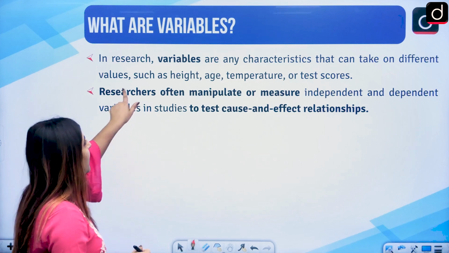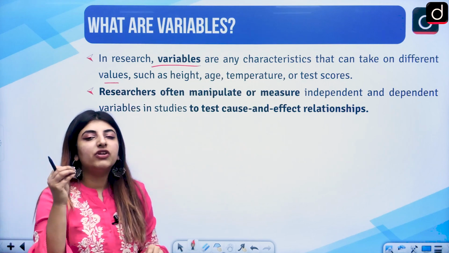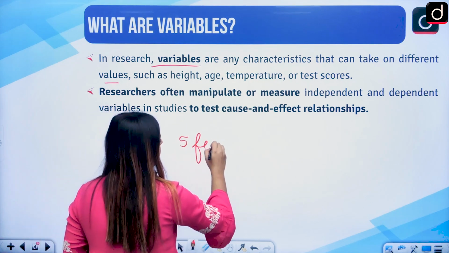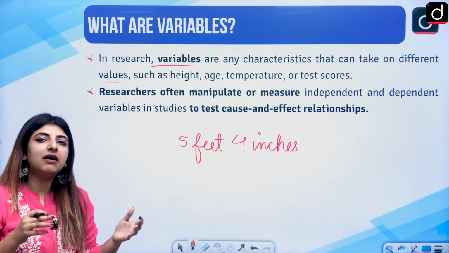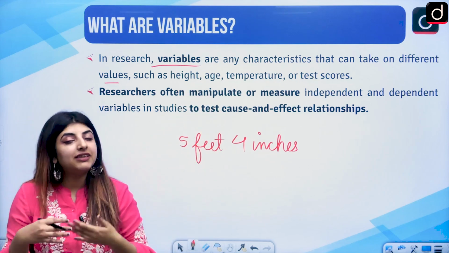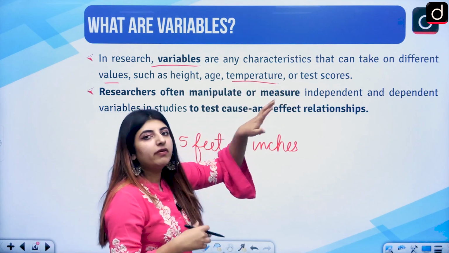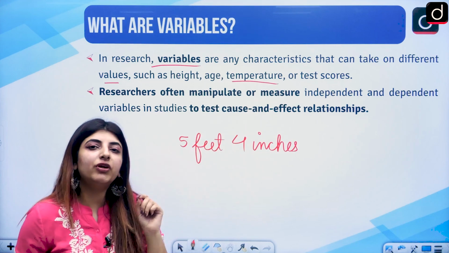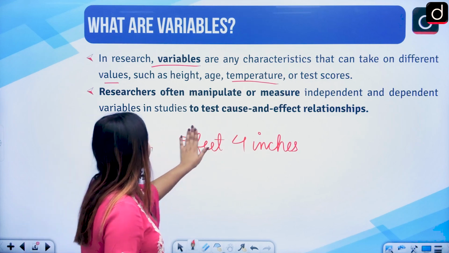So variables are any characteristics that can take on values. Anything which has value, be it your height. If your height is, let's just say, 5 feet 4 inches, of course it is measurable and it is some kind of value. Same is the case with your age, the age of the people that you are dealing with in your research, the temperature of a particular room, or test scores, and so on and so forth. So in research, we try to see the effect of these kinds of variables on other things, correct?